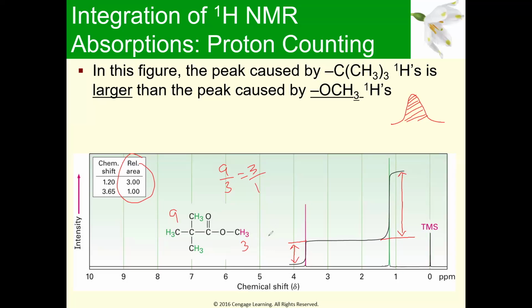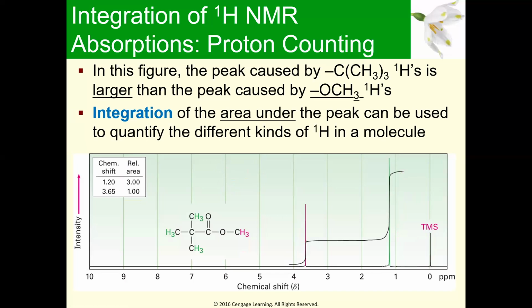So you can see the integration also helps us identify which peak goes with which hydrogens. So this green peak is associated with these 9 hydrogens, and that is evident in part due to the relative area underneath the peaks. It's a 3-to-1 ratio. So the integration of the area under the peak can be used to quantify the different kinds of hydrogens in a molecule. Each peak is integrated, and that gives you a relative amount of each type of hydrogen in the molecule that you're analyzing. Okay, that's the value of looking at the integrations.